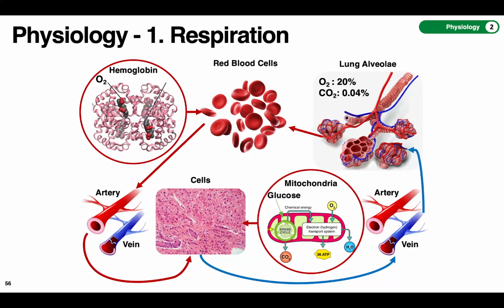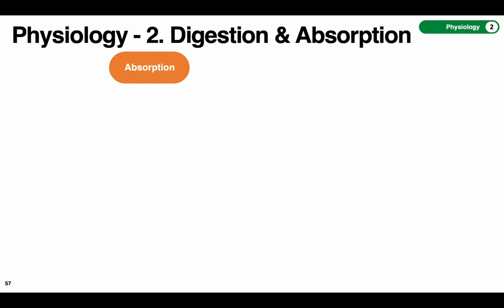So let's talk a little bit more about other functions. So let's talk about absorption and digestion. So let's talk first about absorption. So nutrients are absorbed by the intestinal cells and are transferred to the blood capillaries that surround the intestines in order to be distributed to the body.